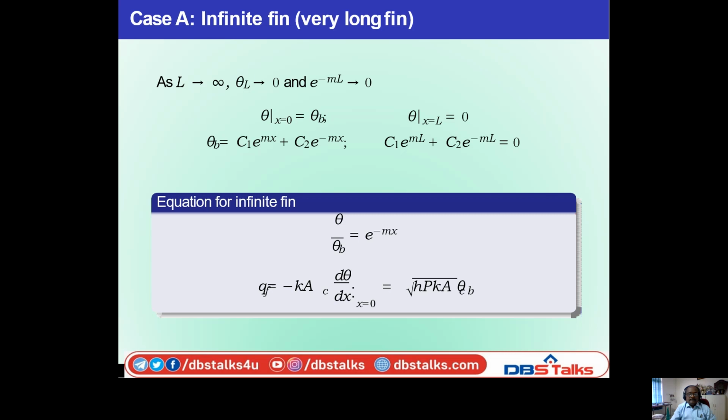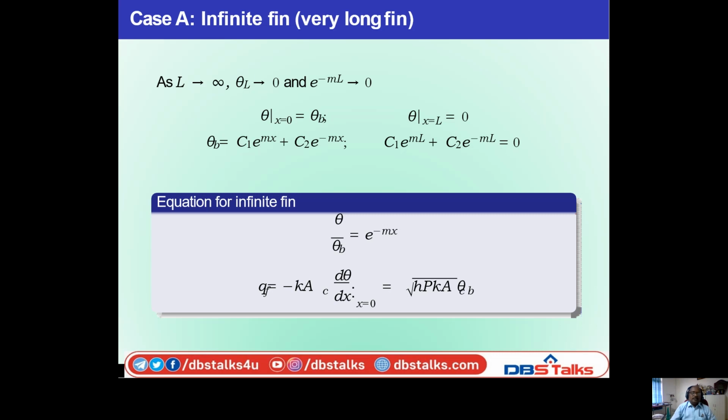When the fin is infinite, that is a very long fin, it means L tends to infinity. As L tends to infinity, theta at L tends to 0, and e to the power of minus mL also becomes 0. So in this particular condition, you have to apply the boundary conditions. What are the boundary conditions?